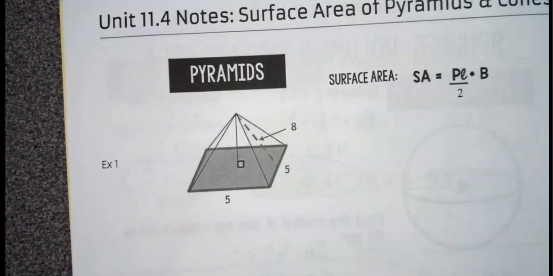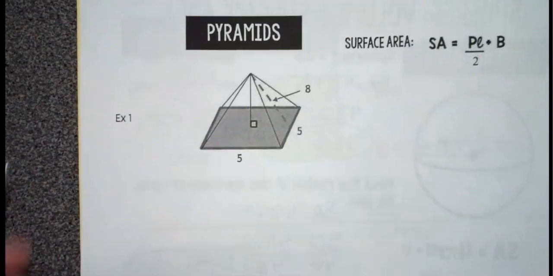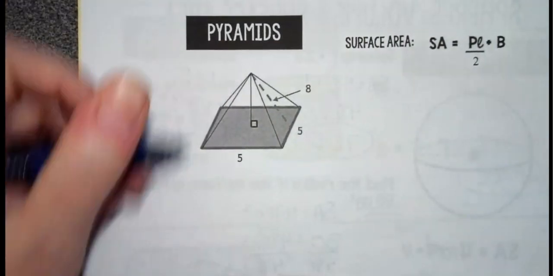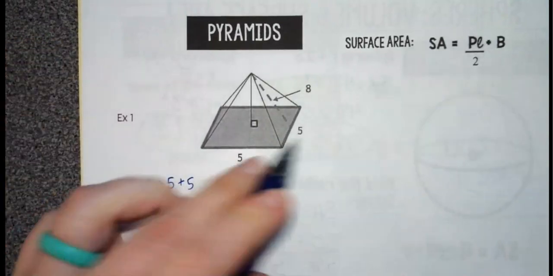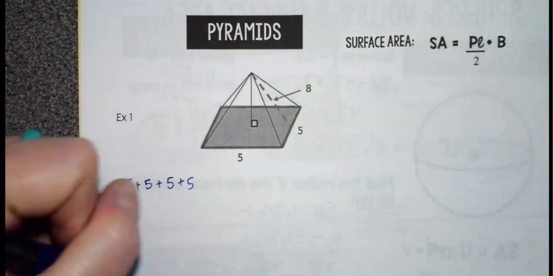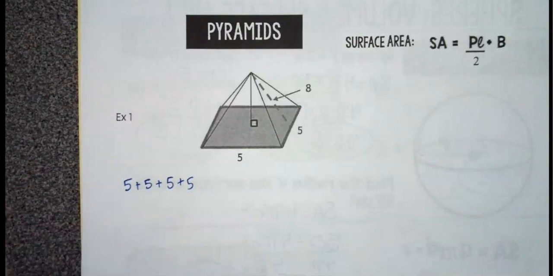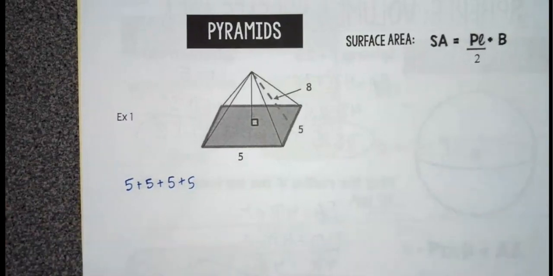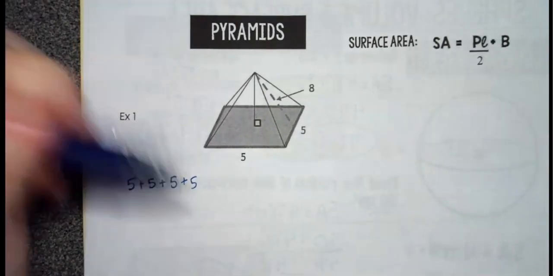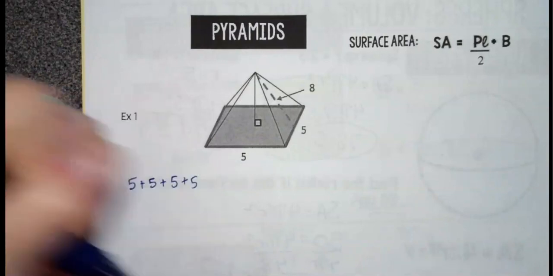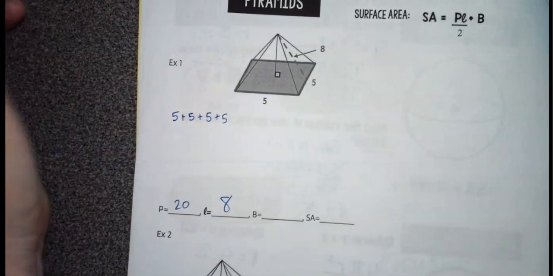So now we can just figure out what all of these things are, plug them into this formula, and solve. So the perimeter of our base is just all the sides. So it is a square pyramid. Therefore, we're going to do 5 plus 5, all these together, 20. So we're just going to add them all up together. And then our slant height is going to be 8. Oh, that would be helpful. There you go. Thanks.